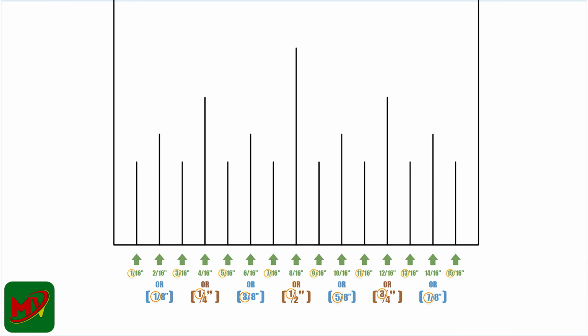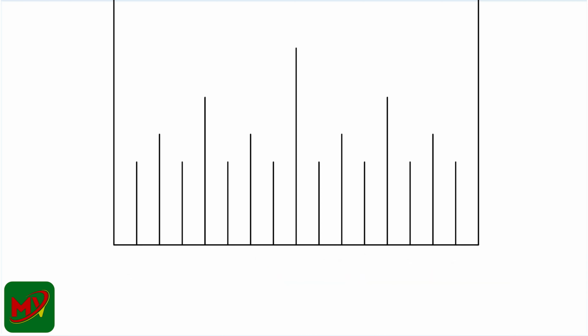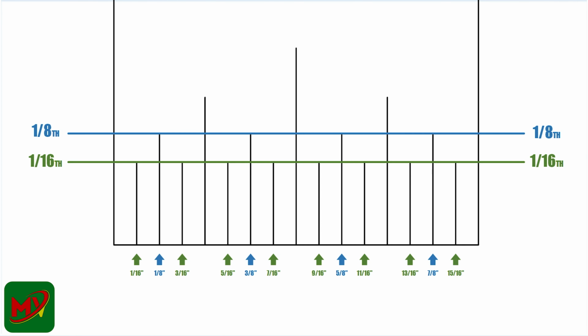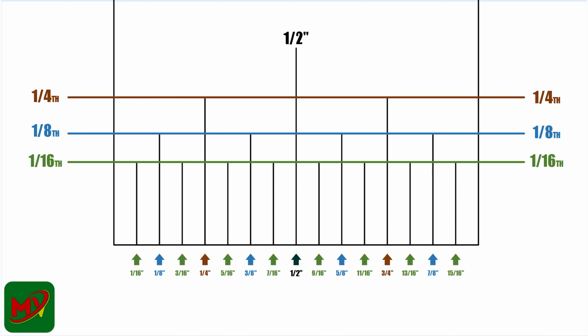So you may be asking, how can I tell at a glance if the line is a 1/16, a 1/8, a 1/4, or a half? The shortest line is a 1/16. The lines the next size up are a 1/8. The next size up is a 1/4. And finally, the largest is a half an inch. And of course, the 1 inch lines go all the way across the tape.